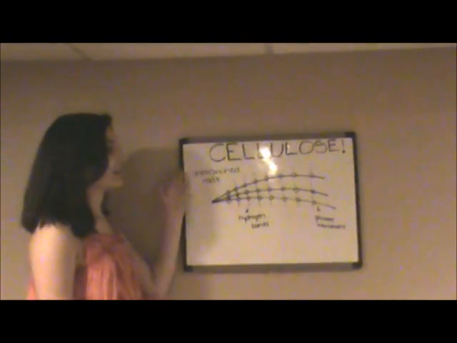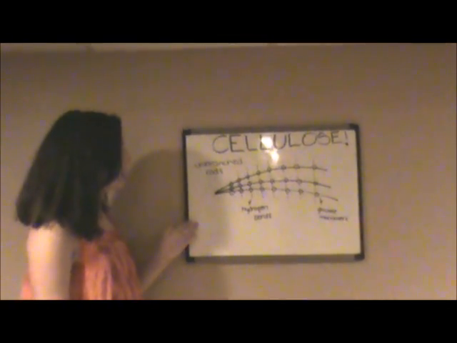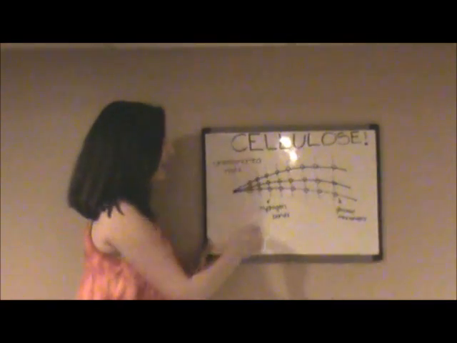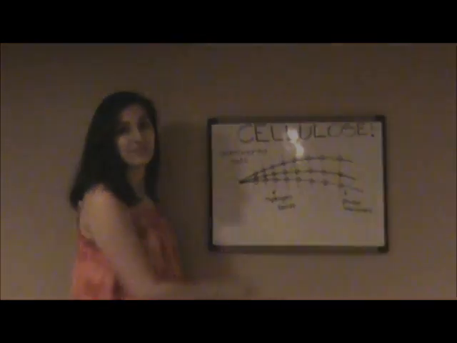As you can see here, this is a diagram of cellulose. The cellulose is made up of unbranched rods, and each of these hexagons here are glucose monomers. The glucose monomers are kept parallel using hydrogen bonds.